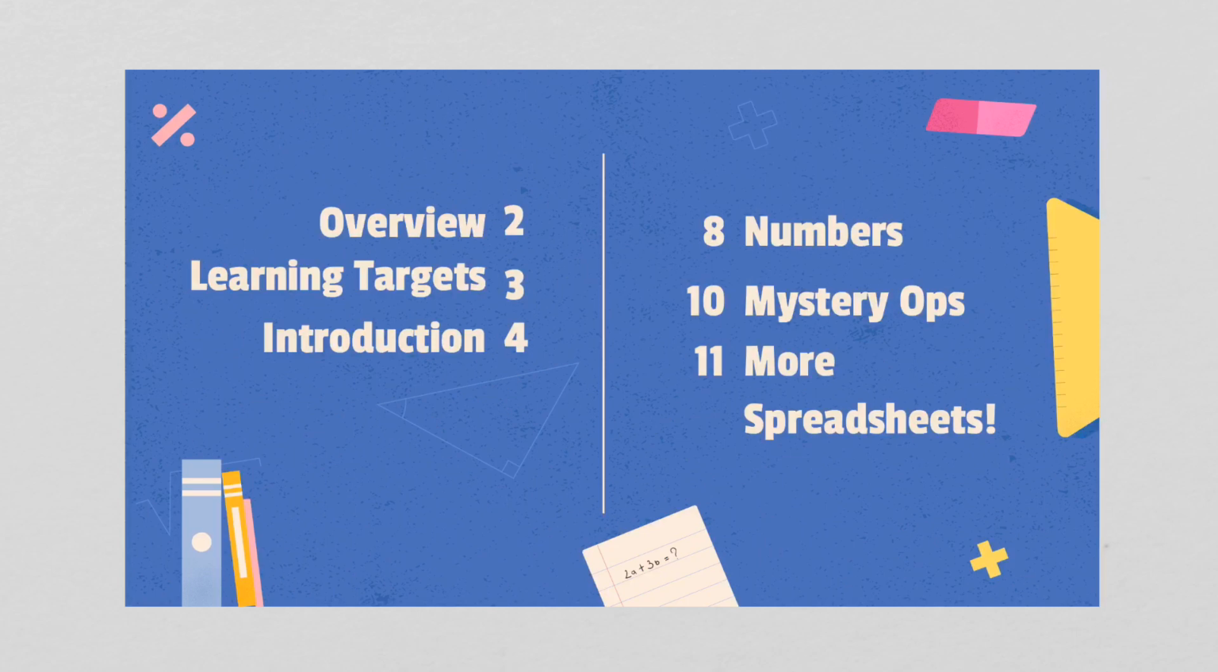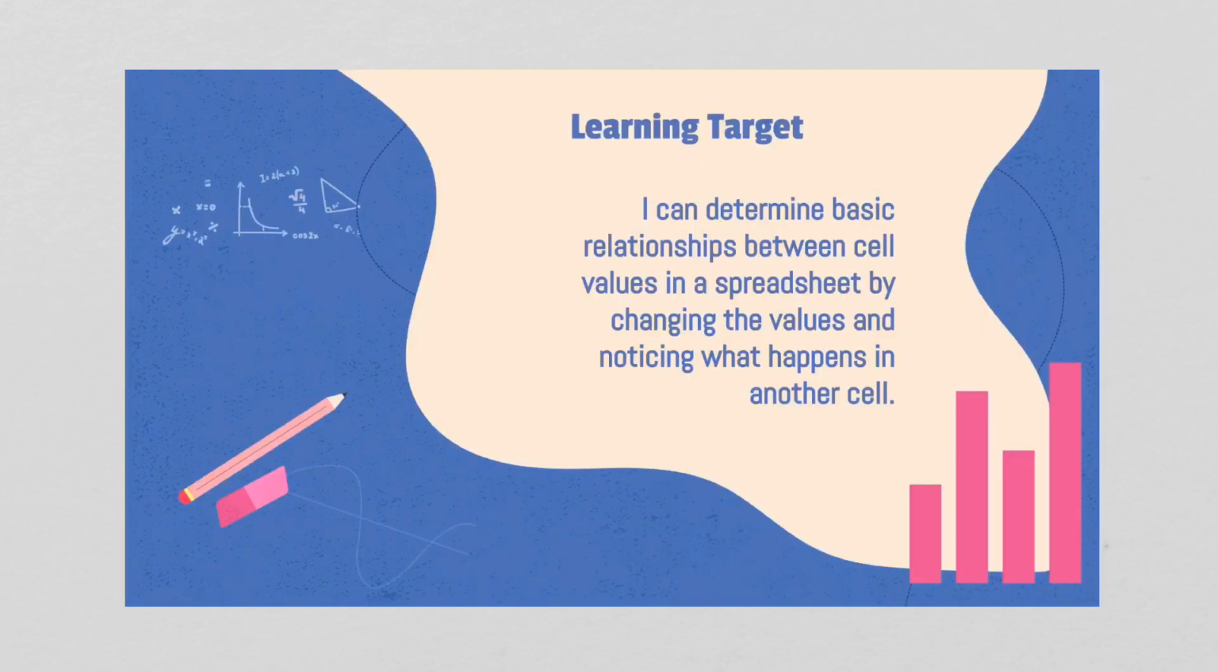If you need this, you can look at it on the slides, which are on Canvas under the notes section. So your learning target here is going to be that you will be able to determine basic relationships between cell values in a spreadsheet by changing the values and noticing what happens in another cell. Pause here, write this down in your notebook.